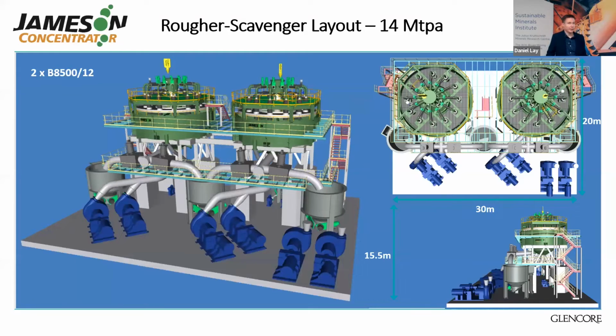So what would that look like in practice? This is an example of a B8500 cell operating as a rougher and a B8500 operating as a scavenger. And as you can see, two Jameson cells operating in series can occupy a very small footprint. So in this case, this plant can do 14 million tons per annum, and it can fit into a 30 by 20 meter footprint.